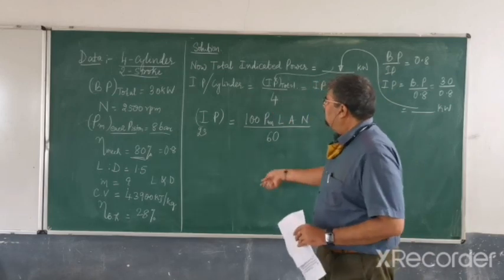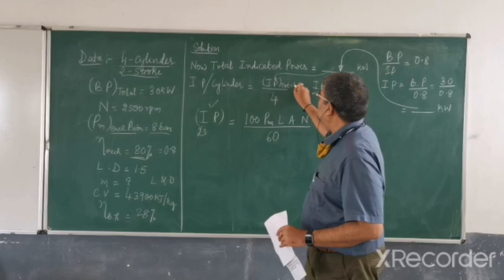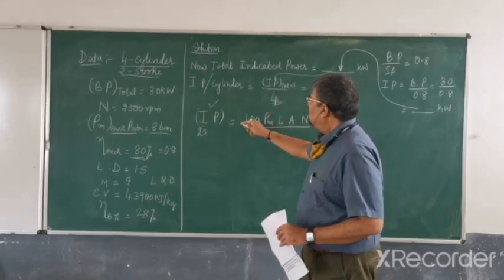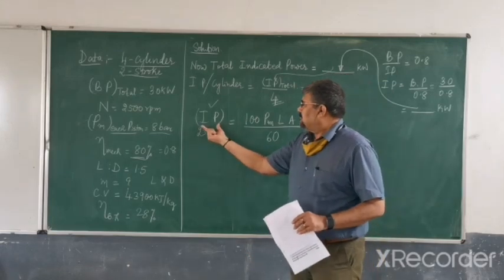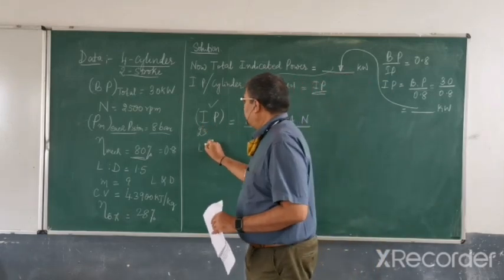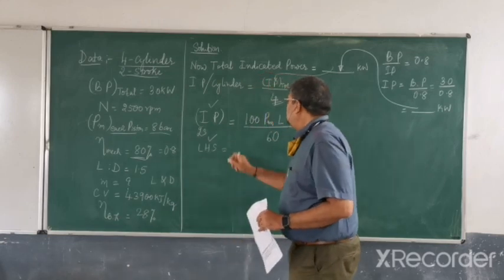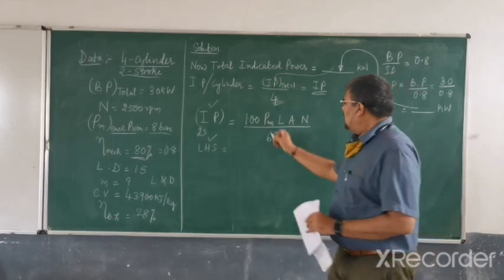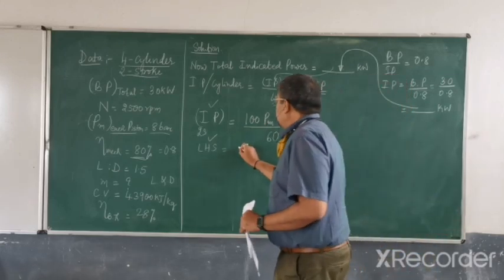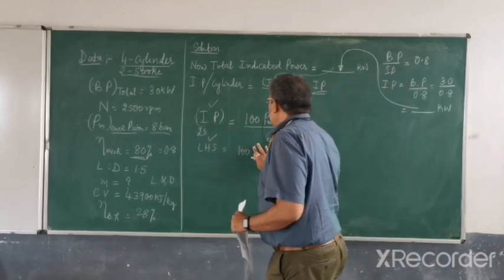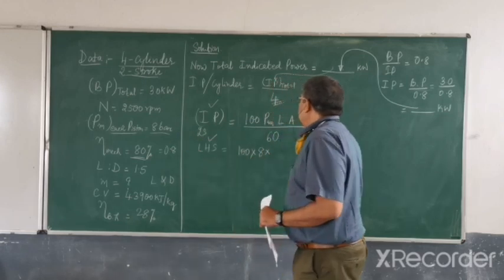So now this value we have already found out. Whatever is the total indicated power, divided by 4 will give you the indicated power per cylinder. So write that value. Now the left hand side is known to you, is equal to, and this is quite interesting, we will write it as 100, and the value of mean effective pressure is given as 8 bar.